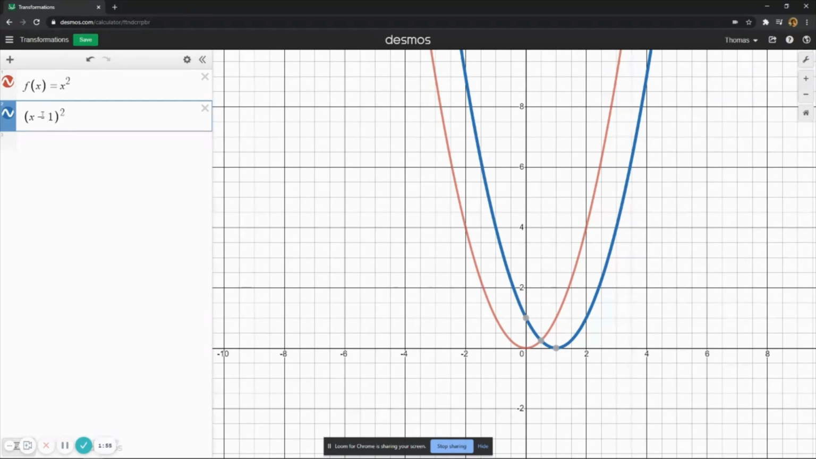Well, think about this, okay? You can plug numbers in here and prove to yourself that this is indeed a shift of 1 to the right, and that everything you do inside of the parentheses is going to manifest opposite the way you might think it will.